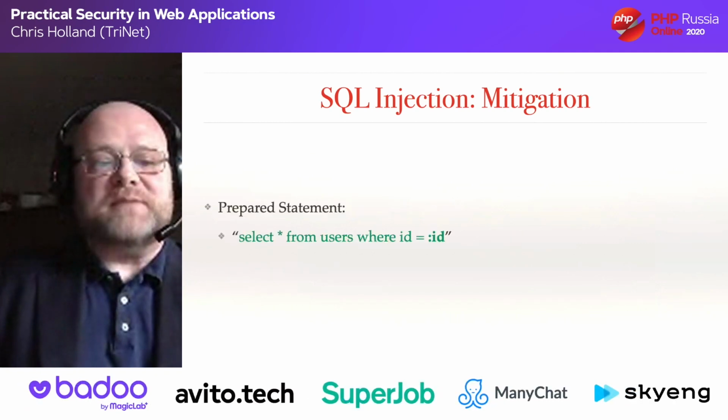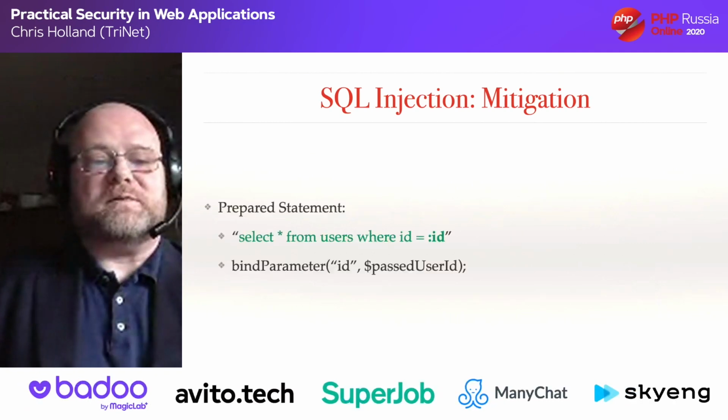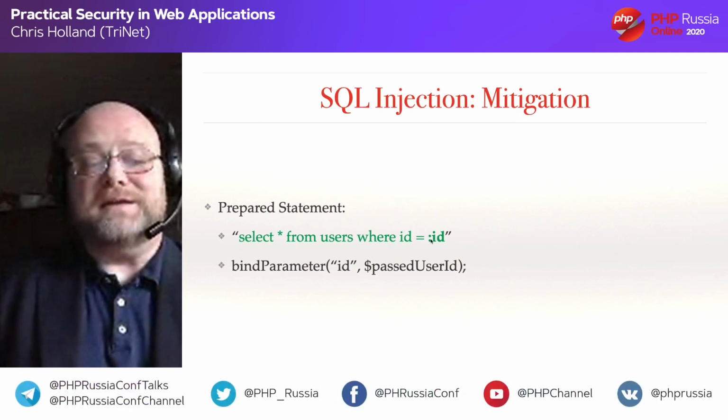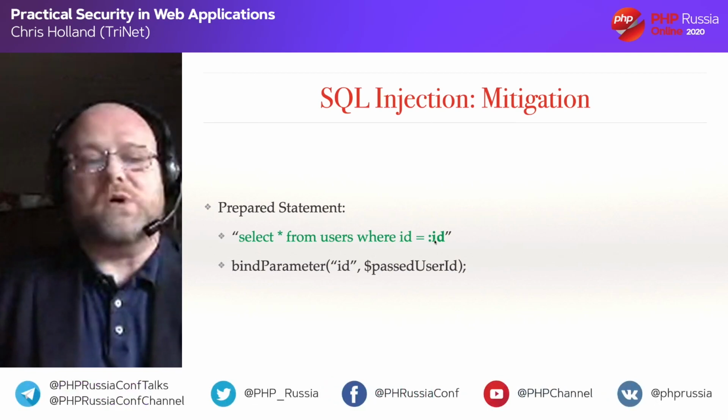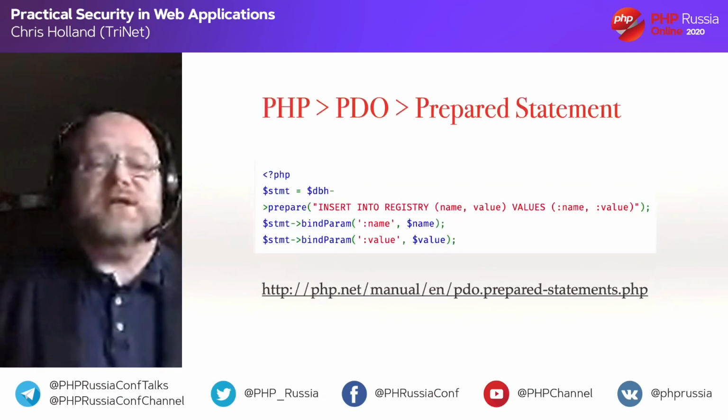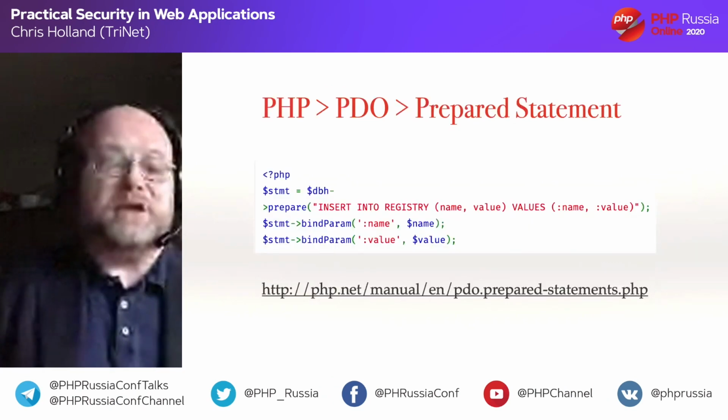So the prepared statement kind of looks like this, right? You call a bind parameter function or method that will bind your variable to the ID marker that's here with the colon, and that's it. That's pretty simple, right? So here's a way to do it with PDO in PHP.